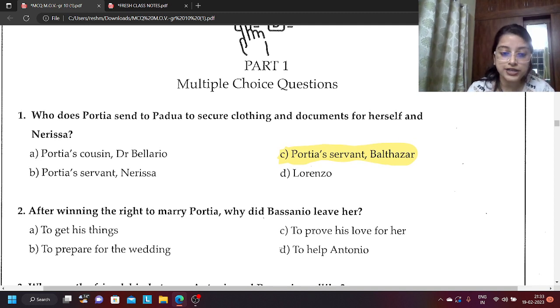After winning the right to marry Portia, why did Bassanio leave her? To get his things? To prepare for the wedding? To prove his love for her? To help Antonio? So after winning the right, why did Bassanio leave her? Of course, to help Antonio will be option number D.